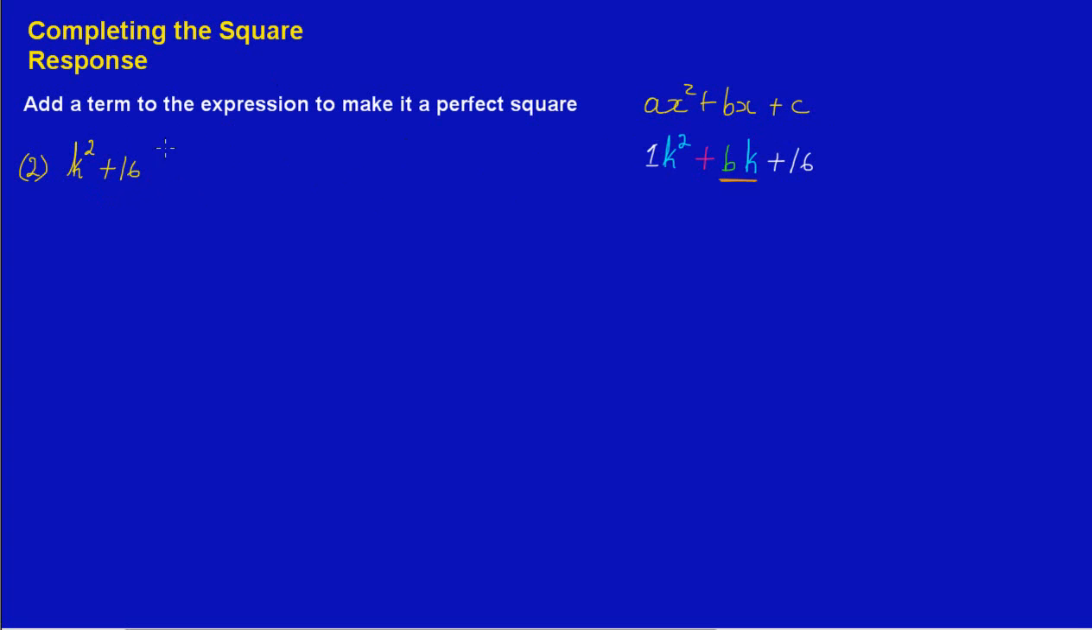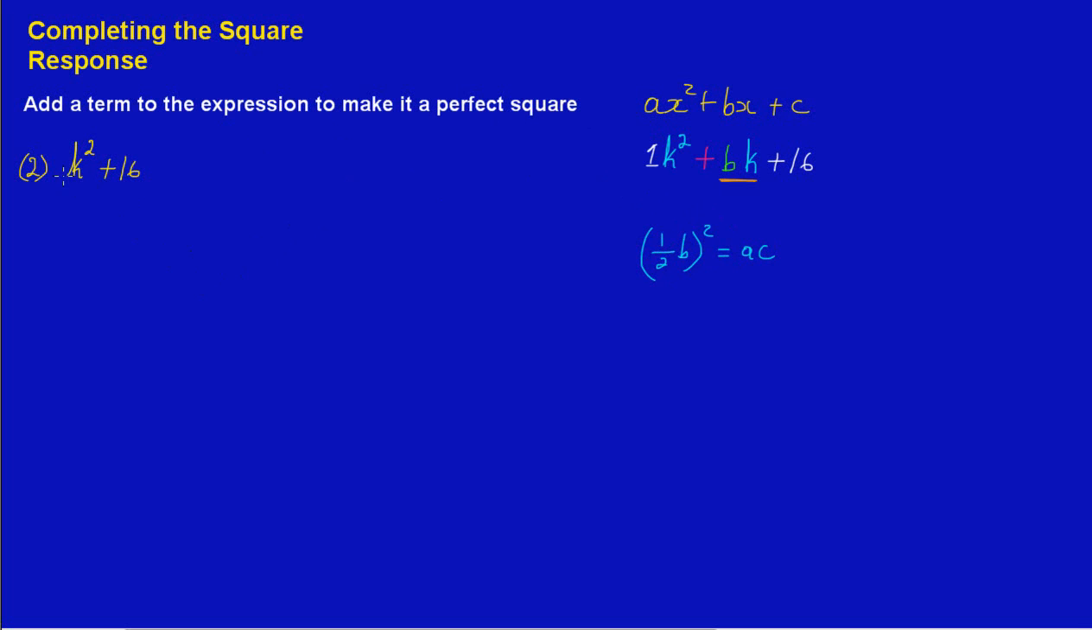Since they have asked us to add a term to the expression to make it a perfect square, I know I'm just going to go back to basics. I know that for a quadratic to be a perfect square, a half of b, all squared, must be equal to a times c. Now all I'm going to do here is substitute the values of what was given.